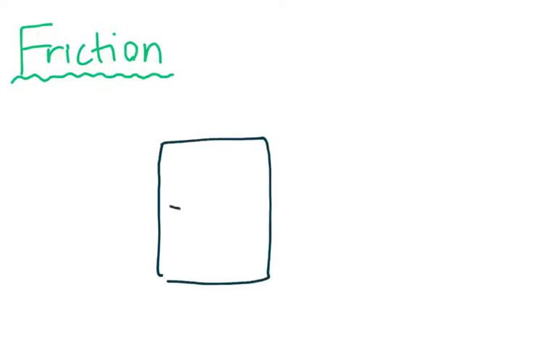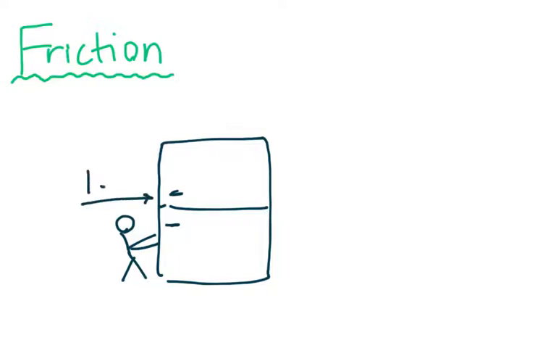So I'm going to draw this refrigerator, and I'm trying to move a refrigerator. I don't know why, because I'm not strong enough to. And this is important because this is where static friction comes in: you can be trying to move something and it's not going to move. And why is that? Well, there's a force that I am pushing on this refrigerator.